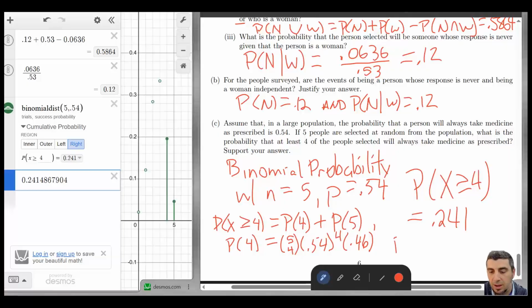Then the probability of 5 is going to be the same thing, but with 5 instead of 4. So 5 choose 5, 0.54 to the 5th, 0.46 to the 0. Where I got the 0.46, that's just 1 minus p. That's the probability of not getting someone that takes their medicine as prescribed. And then you would just add those 2 numbers together. Once you got those, you'd get the same thing, 0.2415.